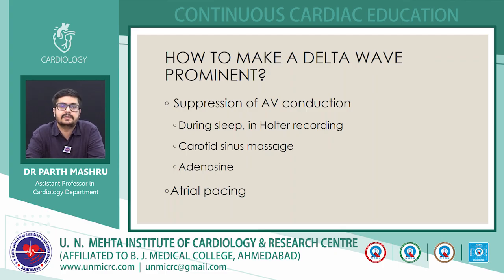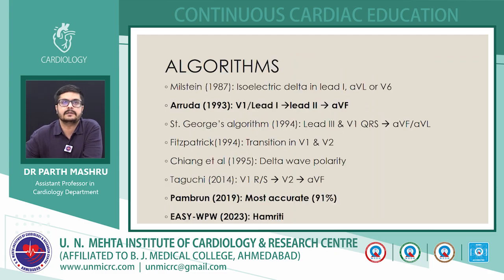Another is carotid sinus massage, or you can also give adenosine, which we'll see in an example also. When we give adenosine, there will be AV nodal blockade, so more of the conduction will pass through the accessory pathway, and we can identify and localize it very clearly. And lastly, there is atrial pacing, which is only possible during the EP study, where you can pace the atria at a faster rate, higher than the Wenckebach cycle length of the AV node, so that all the conduction passes through the accessory pathway, and you can get maximum pre-excitation and localize the accessory pathway better.